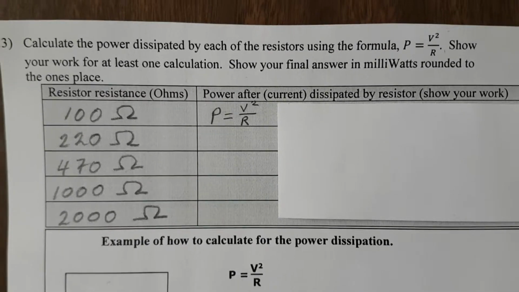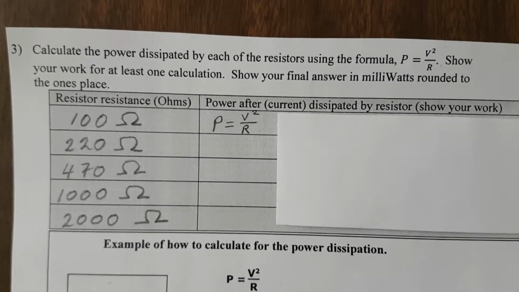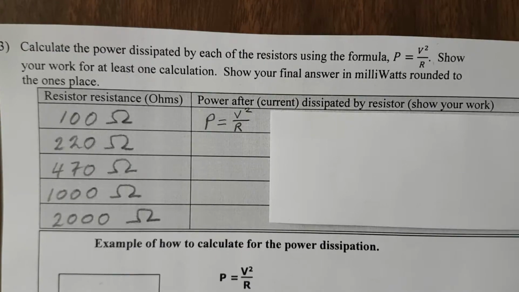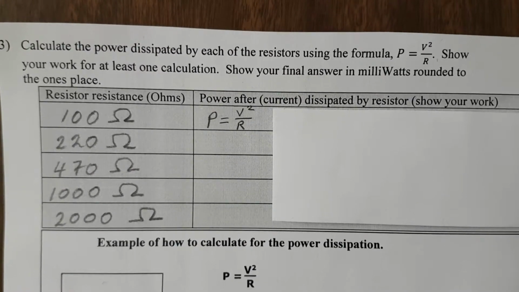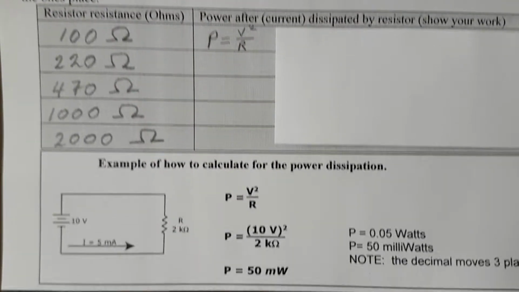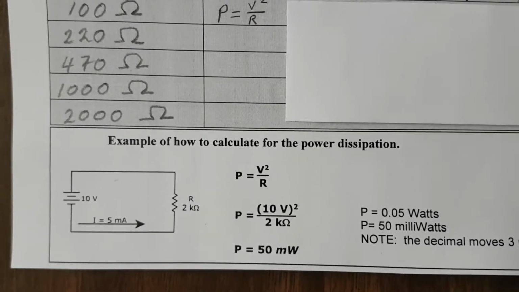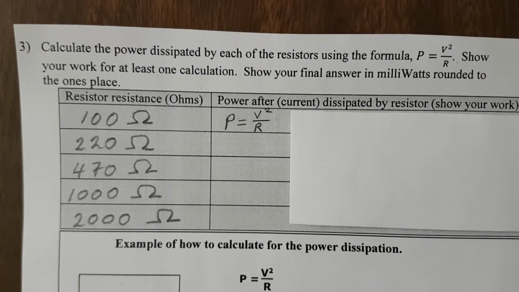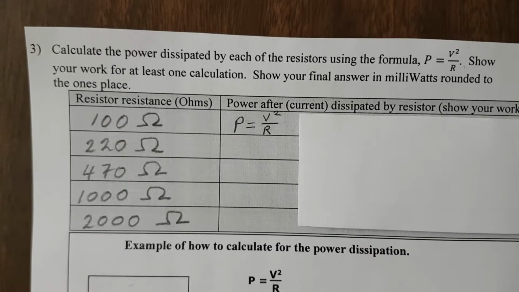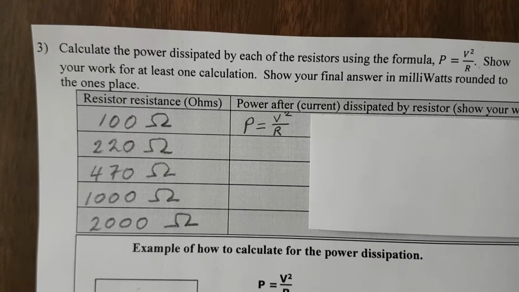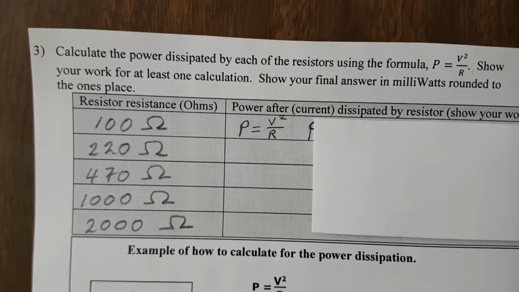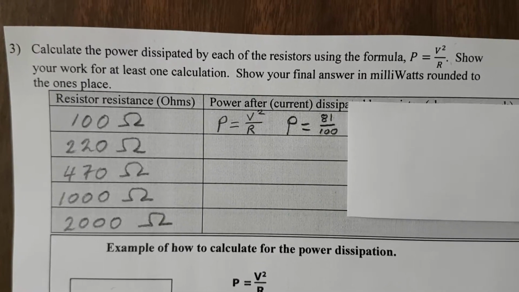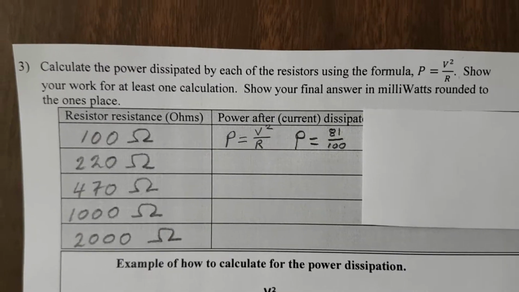and our specific circuits are what I want you to calculate. So the voltage we are using is a 9-volt battery, not, as this one has down here, 10 volts. So you're going to have to use 9 volts, and 9 squared is 81, and the very first circuit has a 100 ohm resistor. So if we fill those values in, we have 81 over 100.